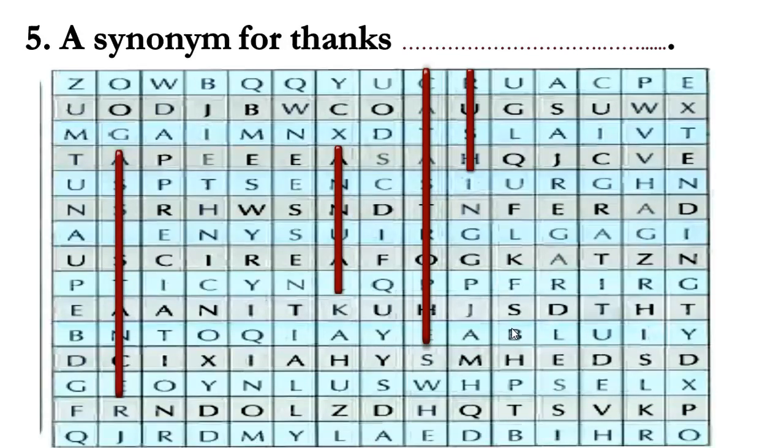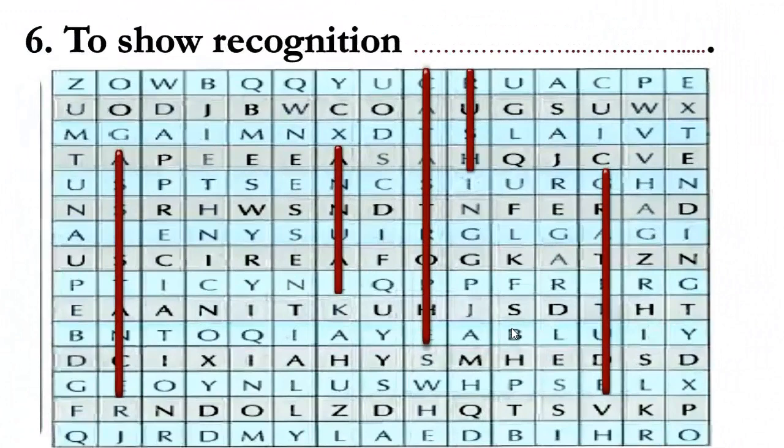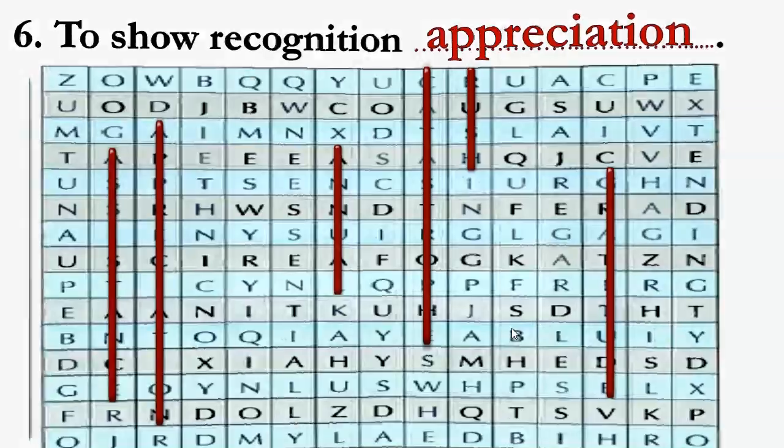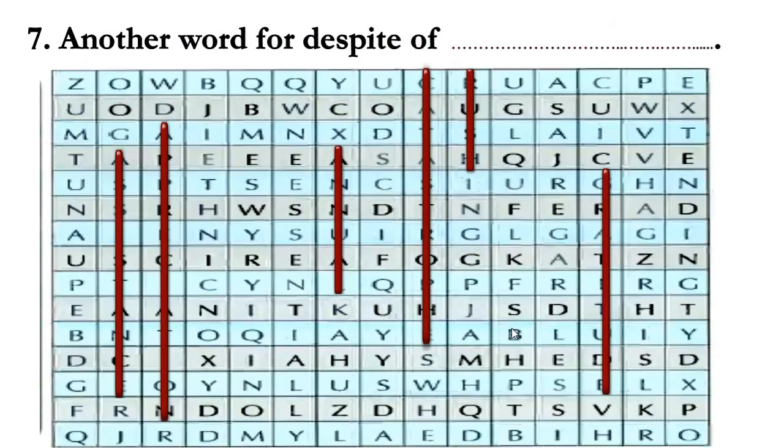Okay. Number 5, a synonym for thanks. So we mean by a synonym here the same meaning of the word thanks. So here gratitude. Okay, gratitude. Number 6, to show recognition. Here the correct meaning here, appreciation. Okay. Number 7, another word for despite, it's regardless.